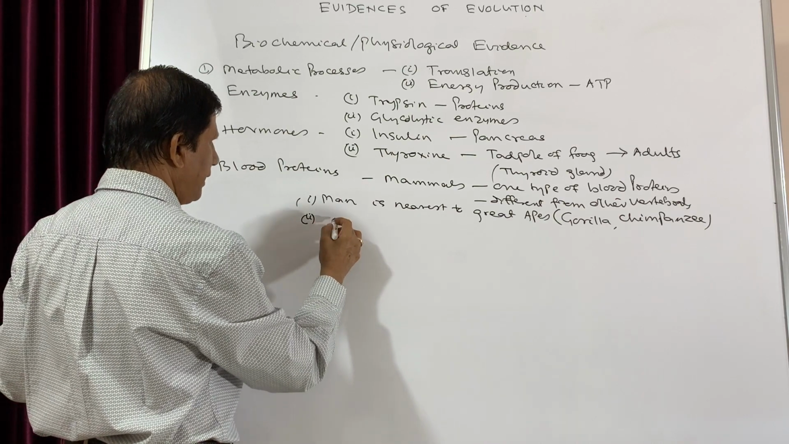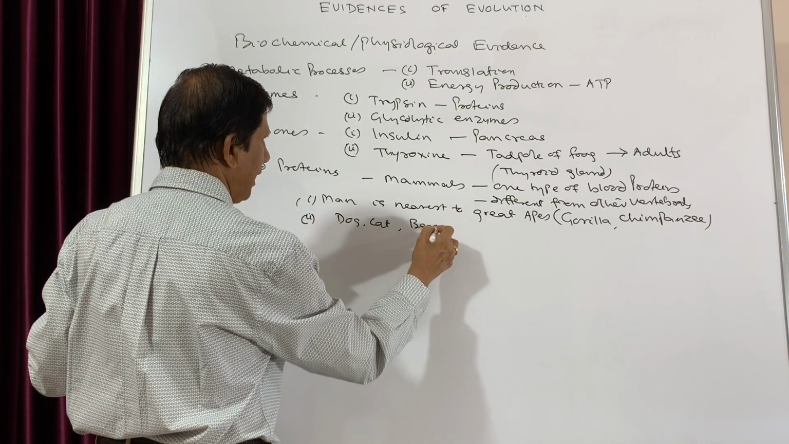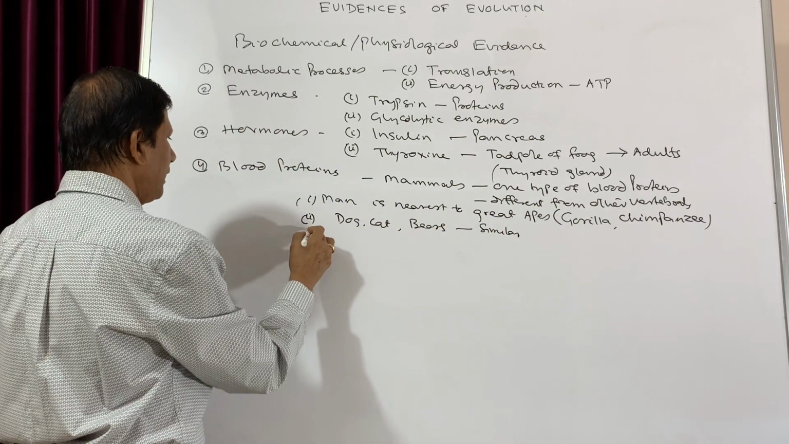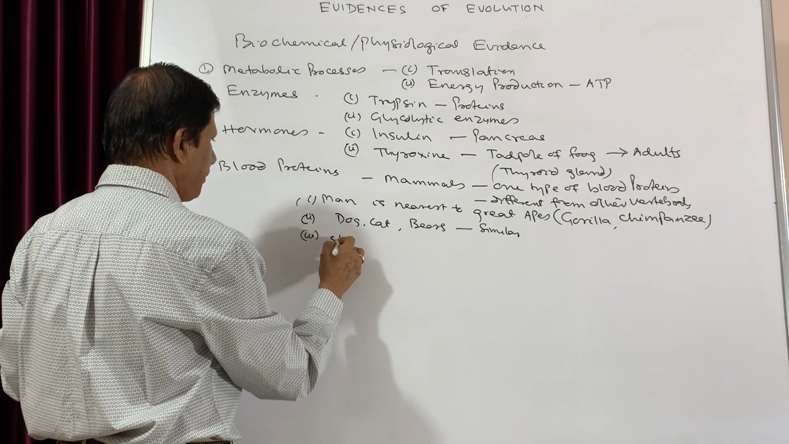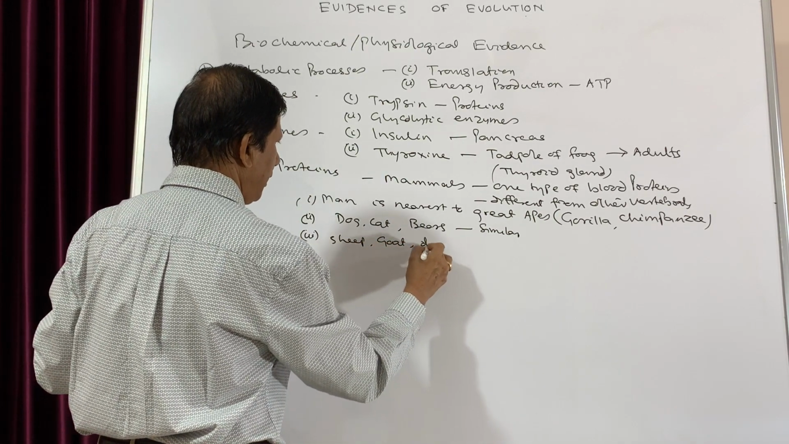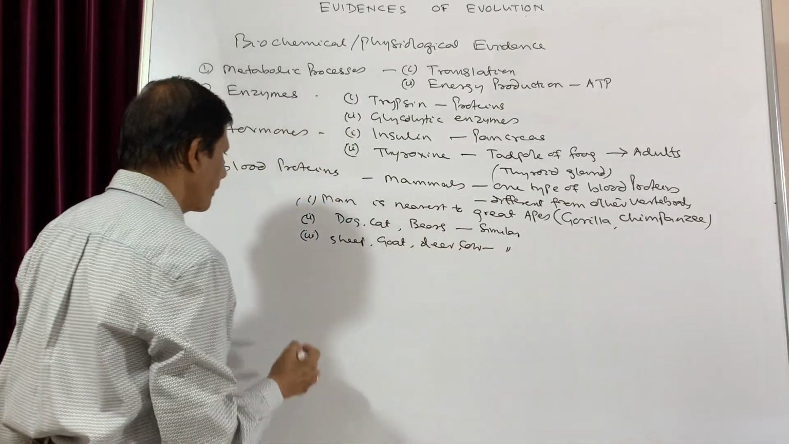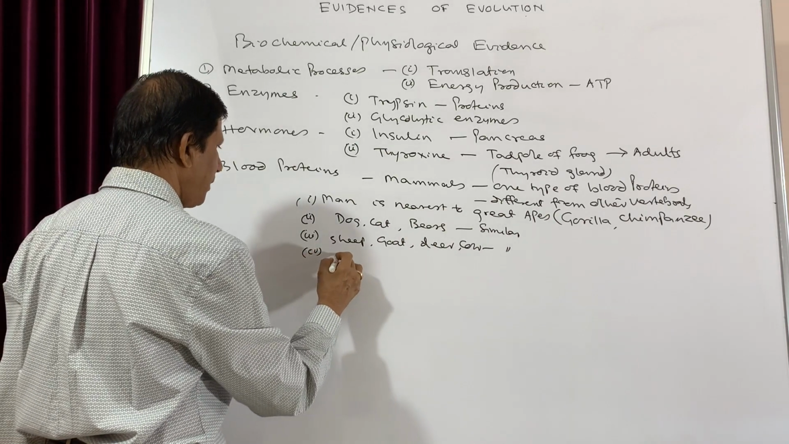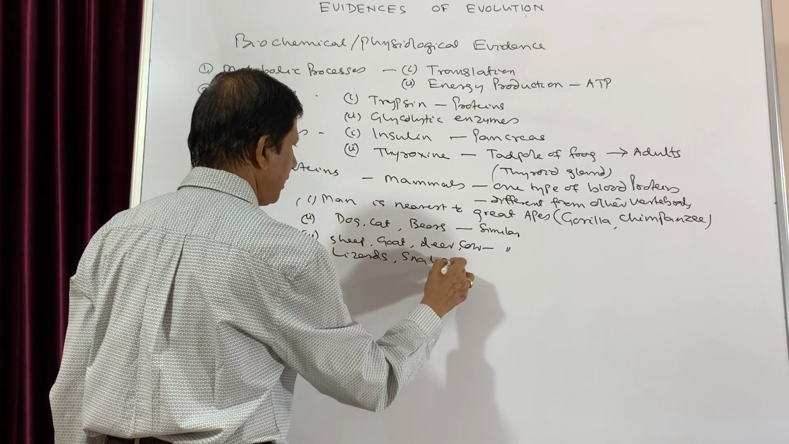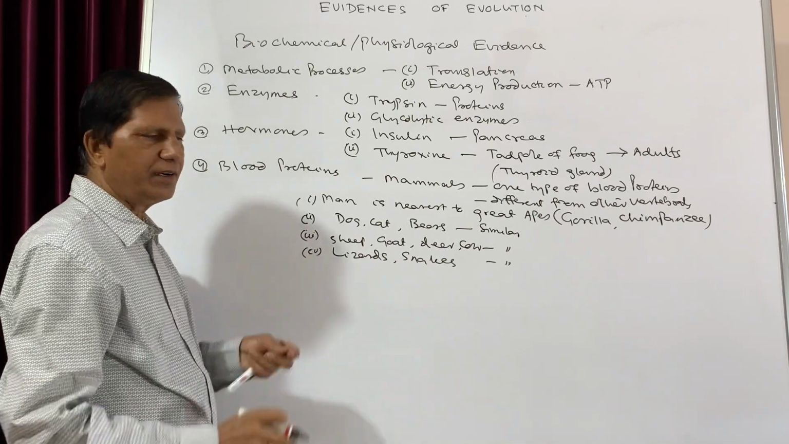Similarly, in case of the dog, cat and bears, the proteins are similar. If we take the case of the sheep, goat, then deer, cow, then you will find they are similar. Similarly, the blood proteins of lizards and snakes, they are also similar. So it indicates how closely they are related.